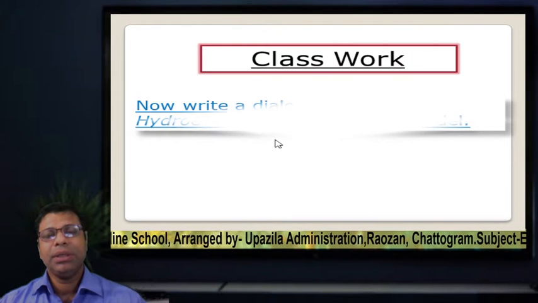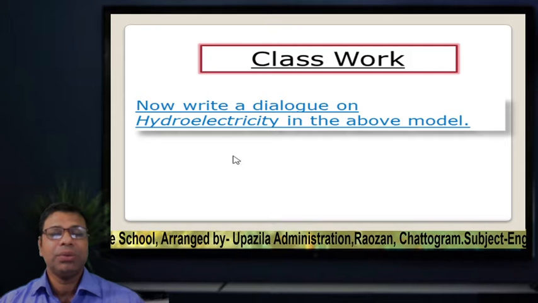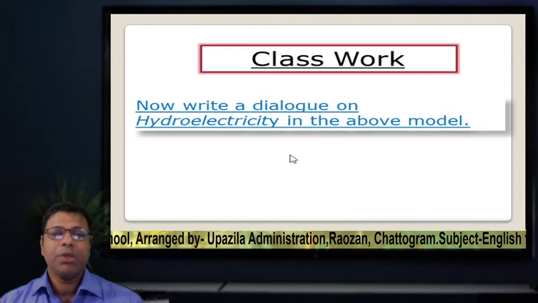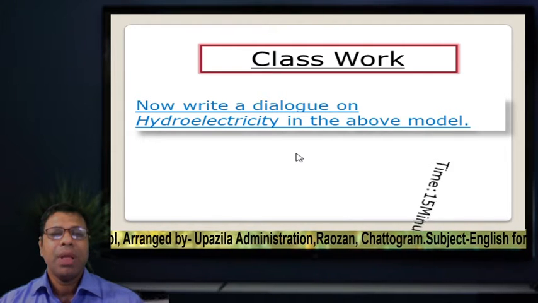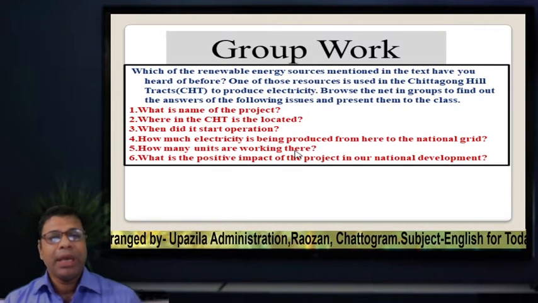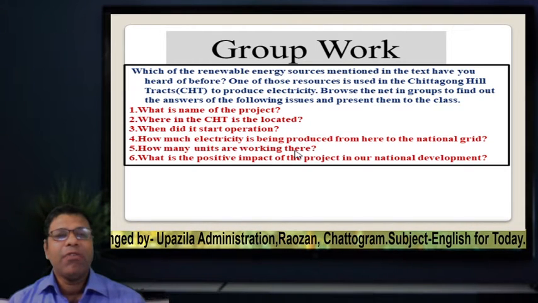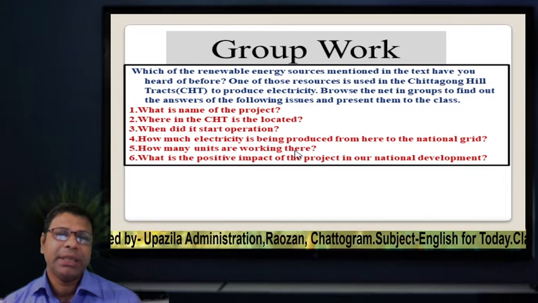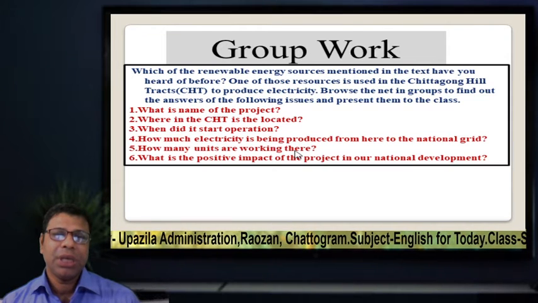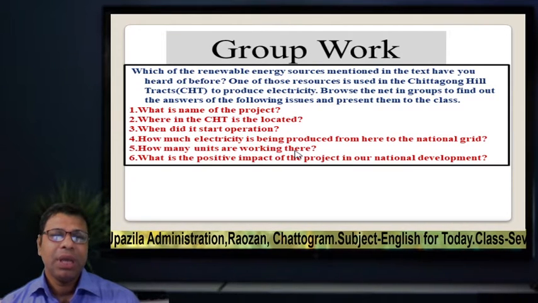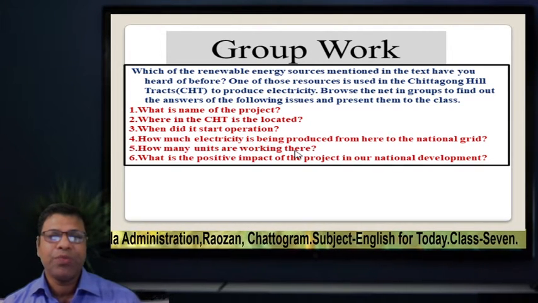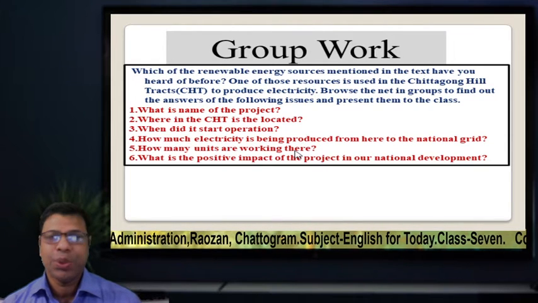Okay, dear learners, this is your task also. Now write a dialogue on hydroelectricity using the above model. Okay, pause the video and try to write the dialogue. Okay, dear students, now do it again. Which of the renewable energy sources mentioned in the text have you heard of before? One of those sources is used in the Chittagong Hill Tracts to produce electricity. Browse the net in groups to find out the answers to the following issues and present them to the class.